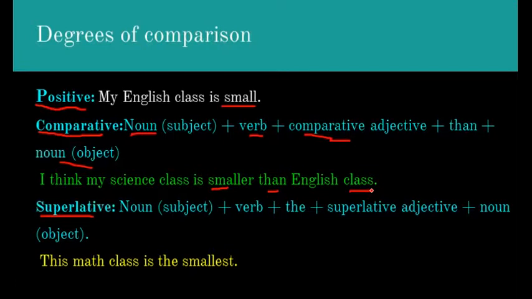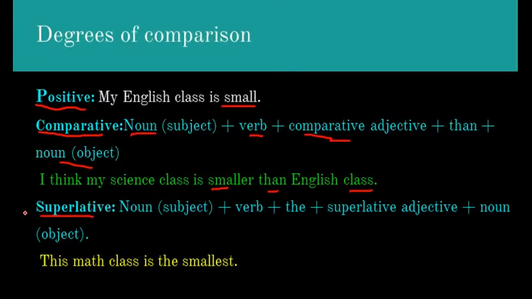So, to compare two people, things, or places, we use comparative degree because comparative adjectives compare one person or thing with another person or thing and enable us to say whether a person or thing has more or less of a particular quality. Now, let's see superlative.